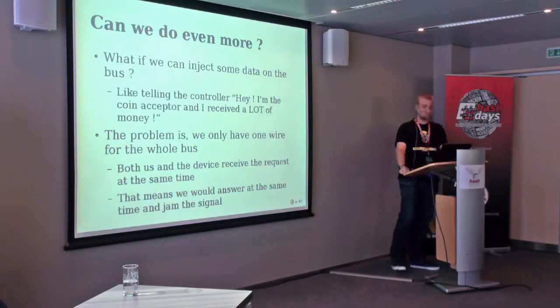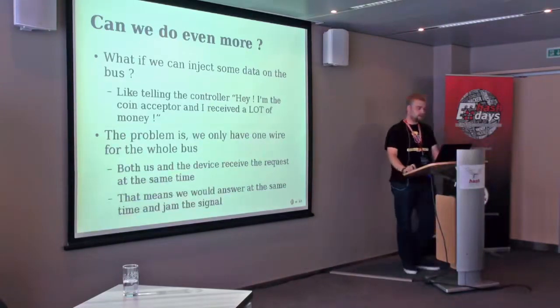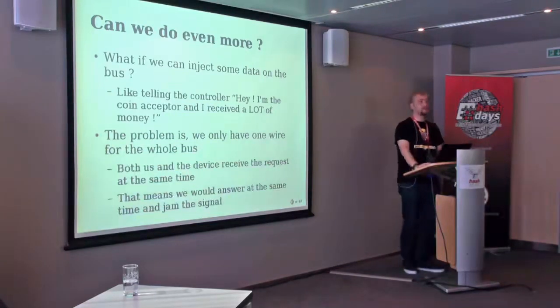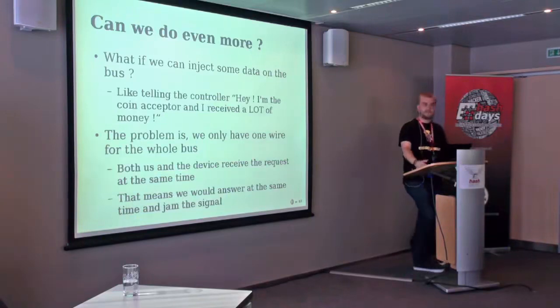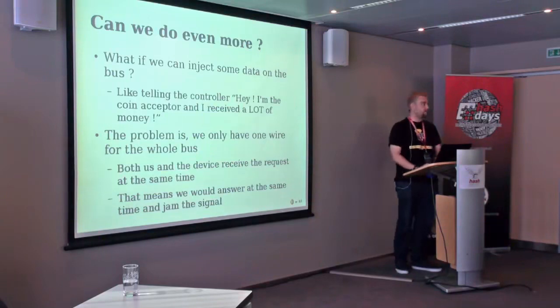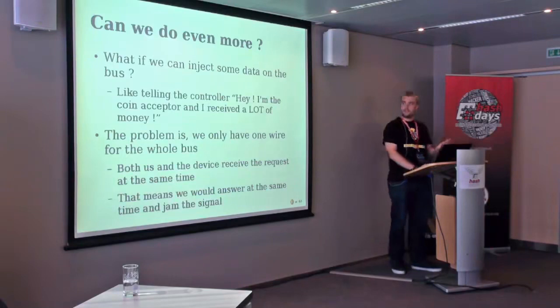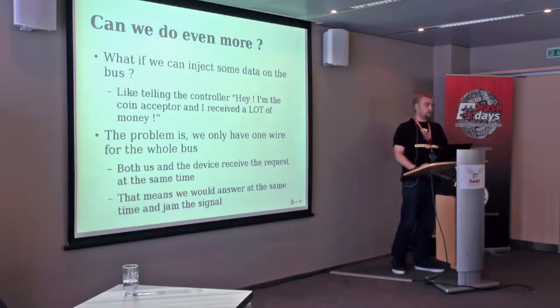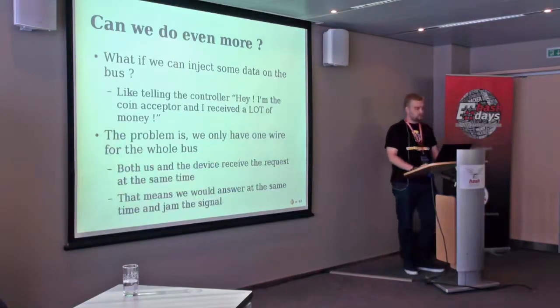The problem is that, again, there's only one physical wire for the bus. So if we can sniff the request, the corresponding device will also see it. And normally the corresponding device will respond to the controller before or at the same time as us. And this will jam the signal and raise an error, fire up an alarm or something. So how can we make the target device stop responding in its place?